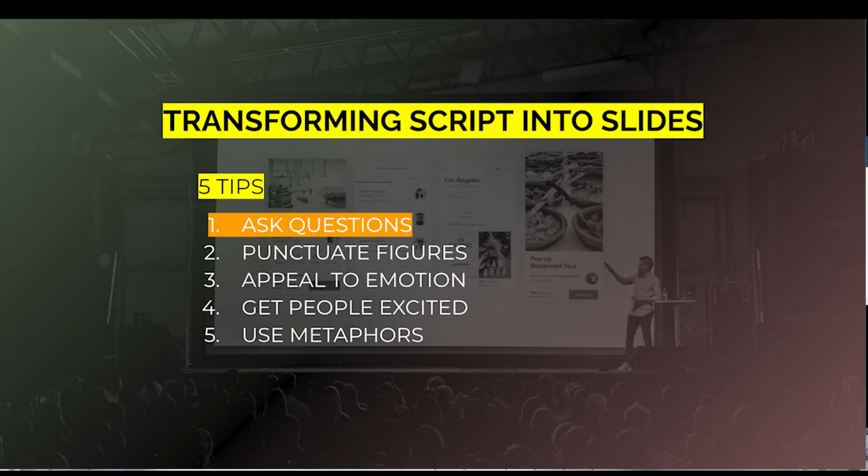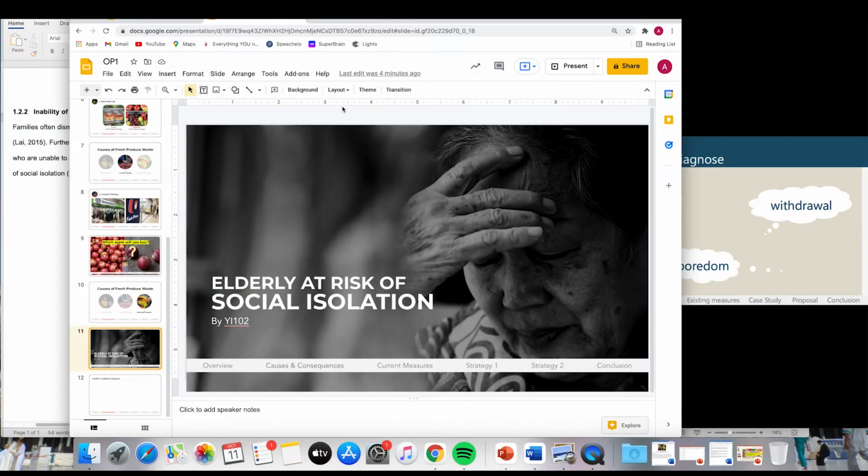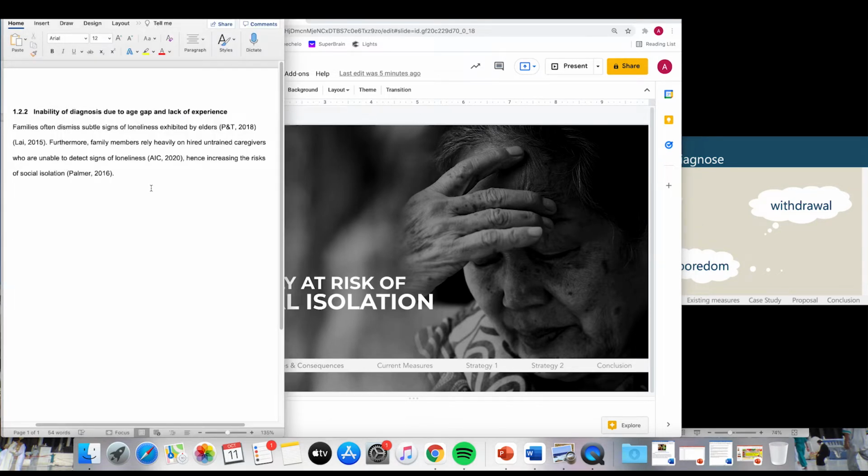Right, so the first example will be about asking questions. We are going to look at this case study where the group tackles elderly at risk of social isolation. So in the WR, they've highlighted that the main reason why elderly are at risk of social isolation is because families are unable to diagnose if they are lonely or not, because these signs are very subtle. So what is one way to convert this paragraph into a script?